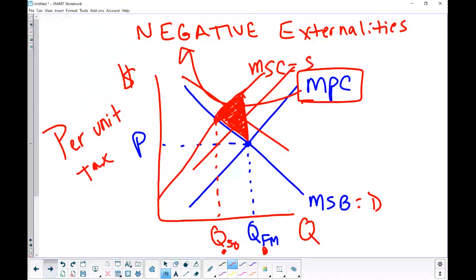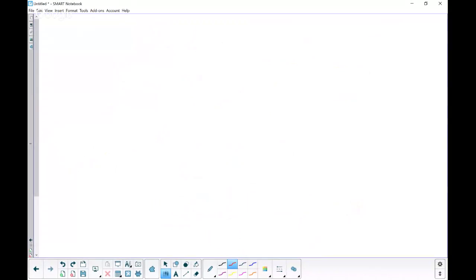Okay? Negative externalities. How do we do? You guys feel a little bit better about negative externalities? Thumbs up, thumbs down. Solid. You're my favorite.